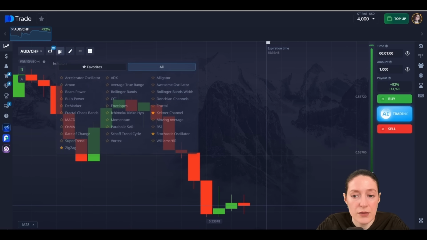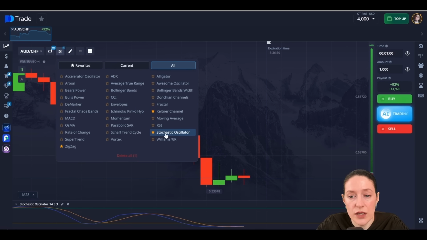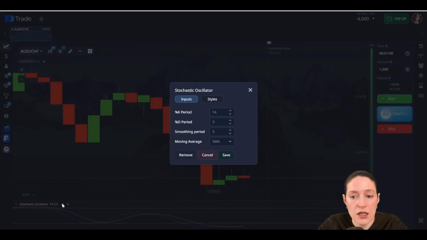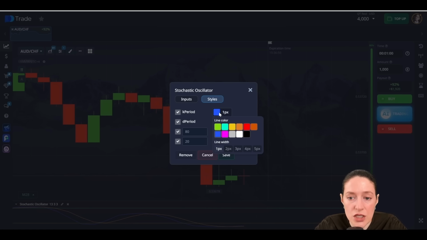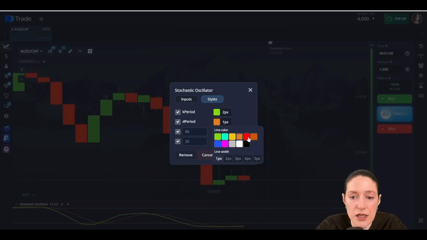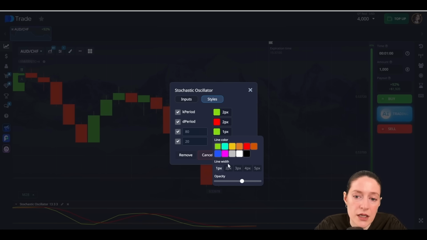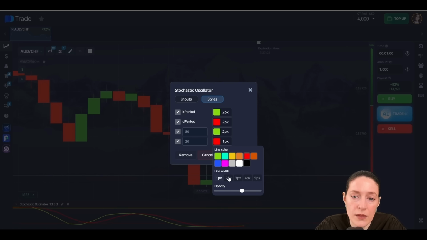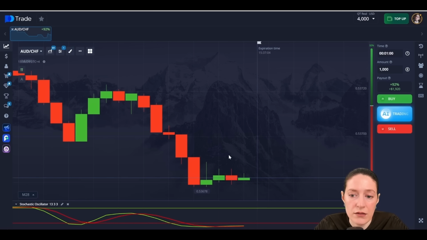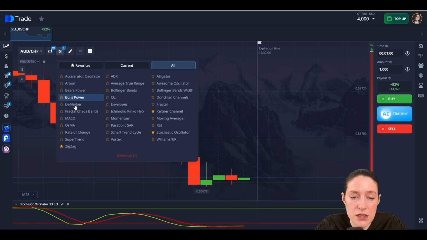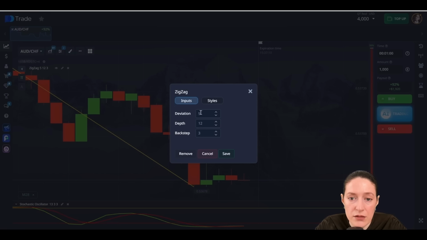Let's start by setting up the indicators, and the first one is Stochastic Oscillator. Let's set the periods to 13, 3, 3, change the colors, green, red, green and red again, and save. The second indicator is zigzag. I increase the period slightly, 6 and 4.